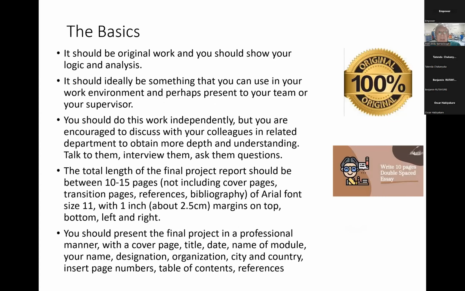It's got to be original work. And you've got to show your logic and analysis. You can't just say, I know. That is not going to get you through a dissertation.